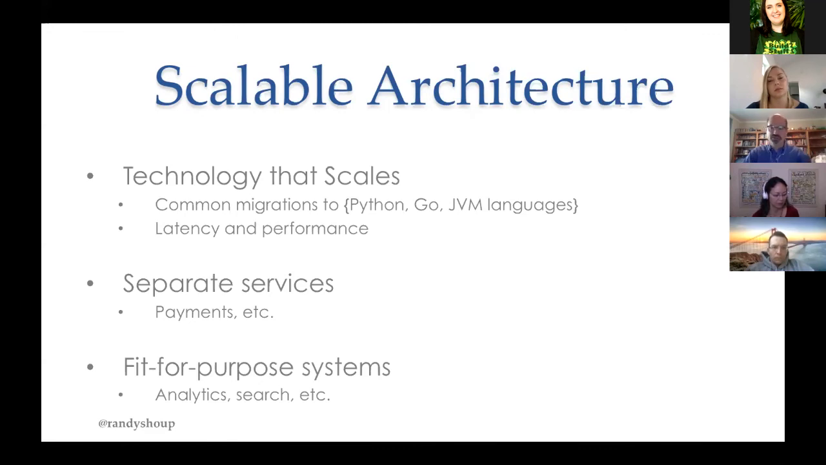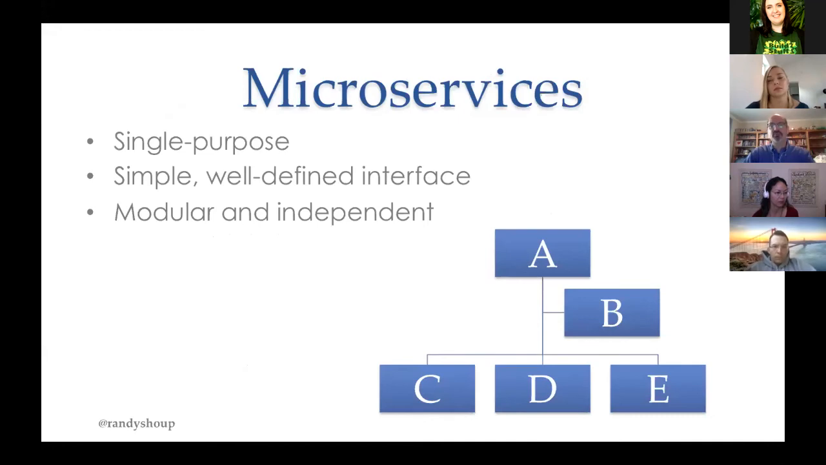Rather than running search things against your production regular database, you start to introduce a search engine. These are the kinds of things that we do at this phase. This is the phase where we typically introduce something like microservices, which allow those individual teams to be separable from each other, but have their efforts be able to be combined. So to me, a microservice is you build something, it's single purpose, it has a simple, well-defined interface, and it's modular and independent, which allows us to combine things together into a larger system.